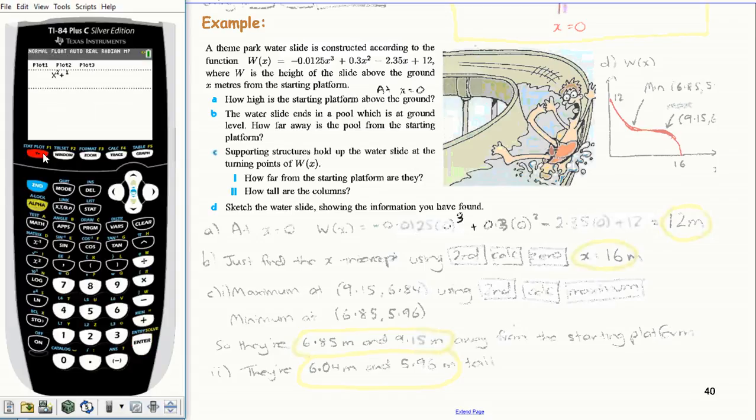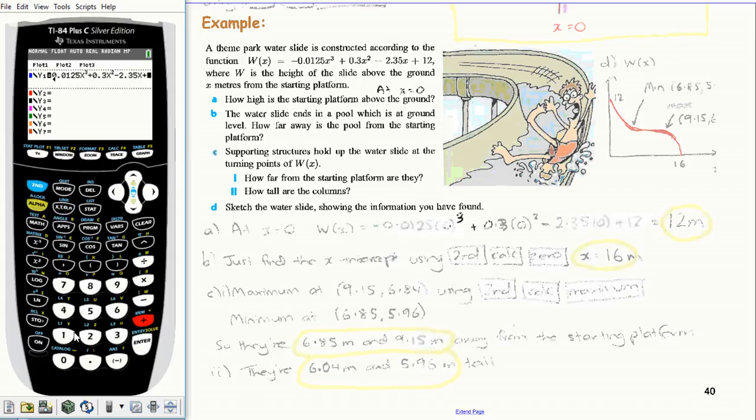Let's enter in this function. Negative, so use the negative button, 0.0125. Make sure you're typing it in right. X cubed, x to the power of 3. Arrow right to get out of that. Plus 0.3 x squared. I'm going to use the square button. Minus 2.35x, I think it's meant to say. Hopefully, yep. Minus 2.35x. And what comes next? Plus 12.